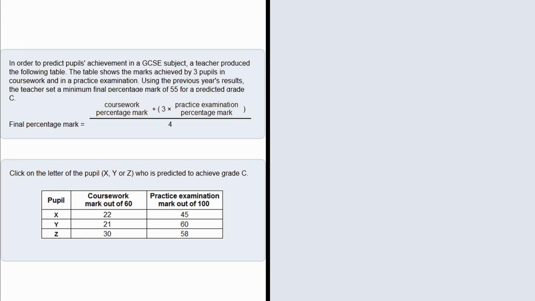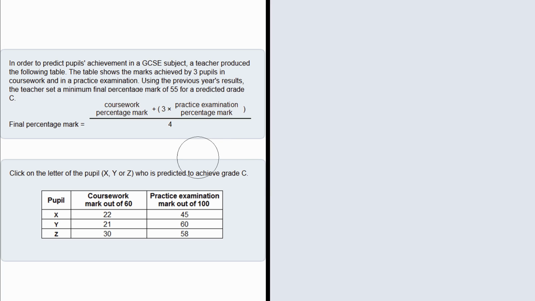In this question we are given a table that shows the marks achieved by 3 pupils in coursework and in a practice examination. We are given that the teacher has set a minimum final percentage mark of 55 for a predicted grade C, and we are given this formula here to calculate the final percentage mark. The question asks us to click on the letter of the pupil X, Y or Z who is predicted to achieve a grade C.